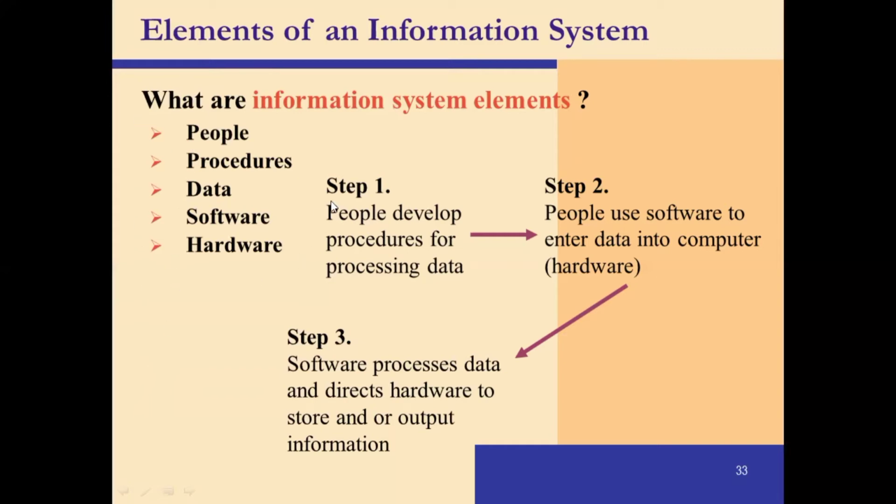Step one is that people develop procedures for processing data. We define procedures. People, basically, these are the programmer profile, like how we manage the data. Like I want to add information of a student, so a student must have a name, first name, last name, father's name, mother's name, and have a specific ID, that is its roll number or admission number, registration number.